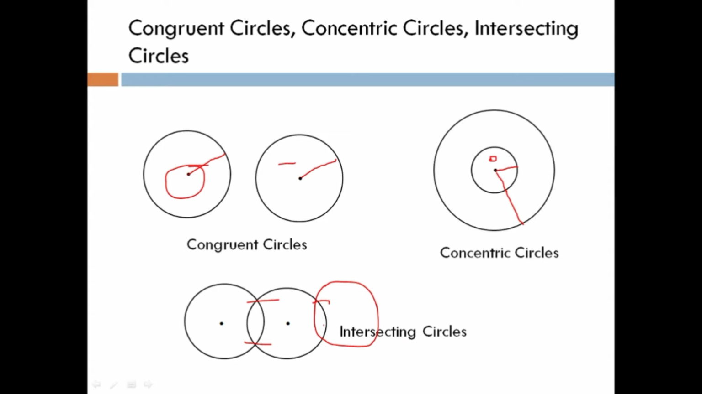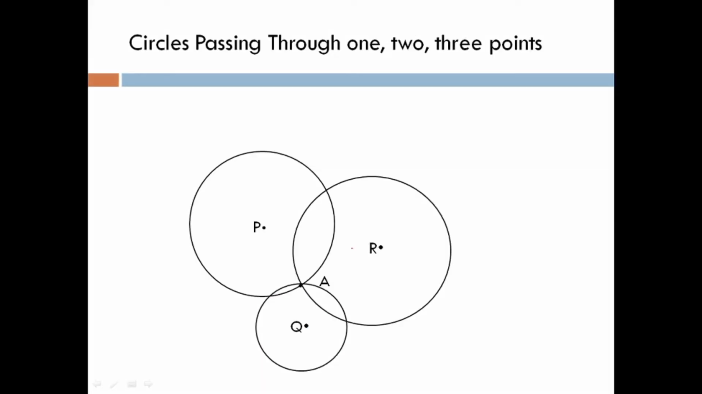Remember this thing. Just try drawing a circle where it meets in 3 points. You will not get it, but if you want, you can just try it. Whenever you draw cases of circles, they will definitely meet at 2 points. So this is what congruent circles, concentric circles, and intersecting circles mean.